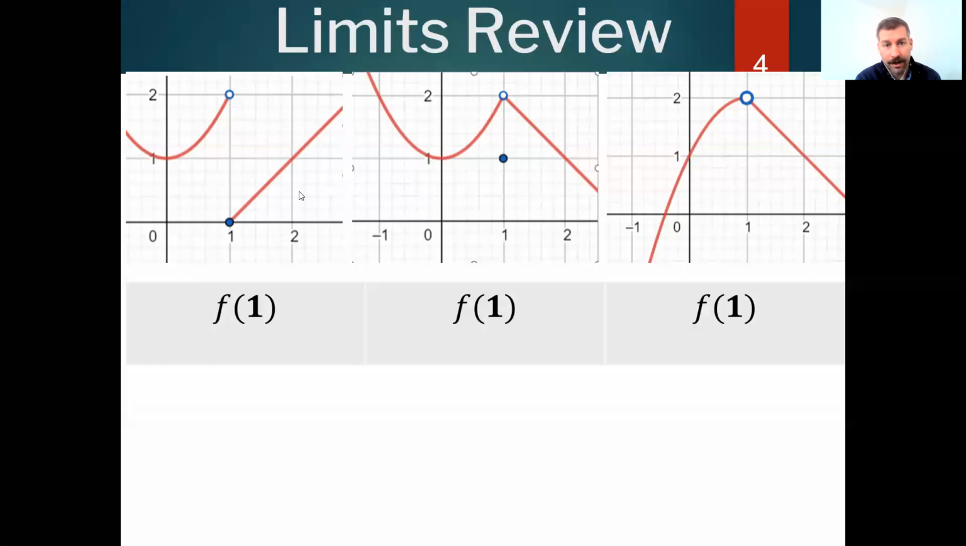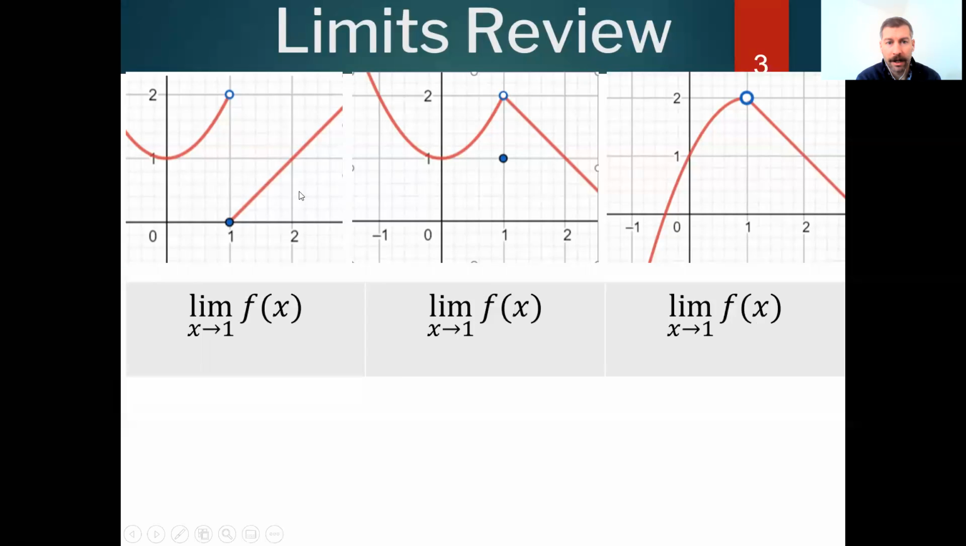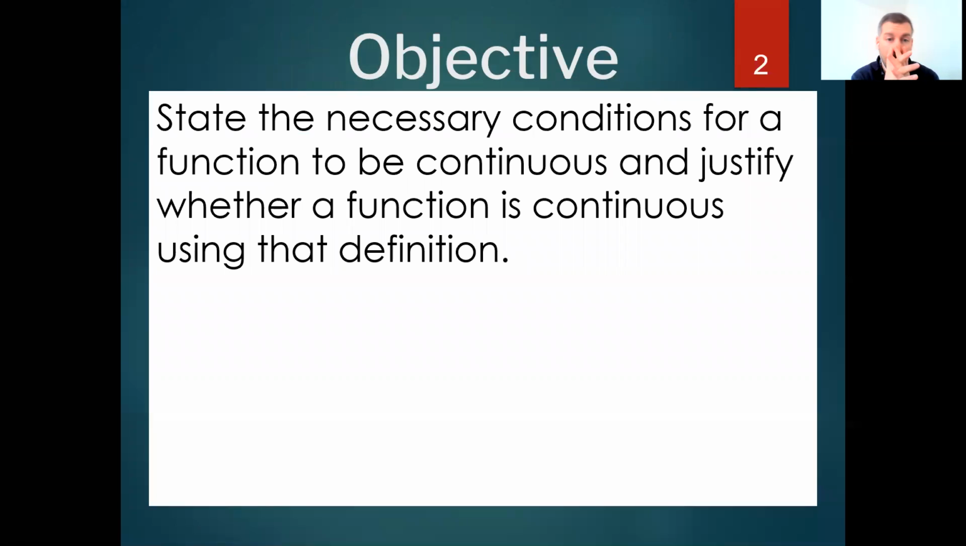Now we need this information because today what we're going to be talking about are necessary conditions for a function to be continuous. Then we need to use those conditions to justify whether something is continuous or whether it's not. So really today, we need to understand if something is continuous. Then we're going to use that to figure out and justify when things are not going to be continuous. So we're kind of using a 2-part definition here.